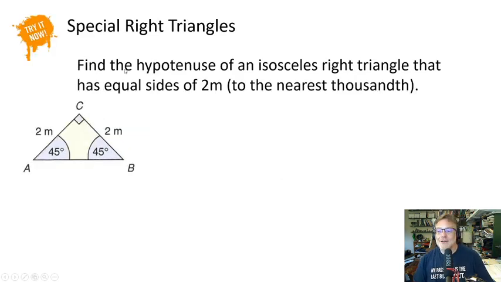So let's actually use this here. Find the hypotenuse of an isosceles right triangle that has equal sides of 2 meters. 2 meters here and 2 meters here. Find the length of this to the nearest thousandth. Take some time for that. Back in a moment.